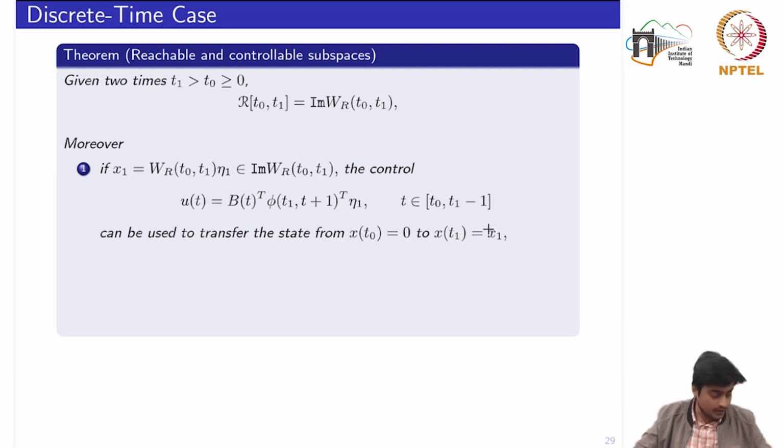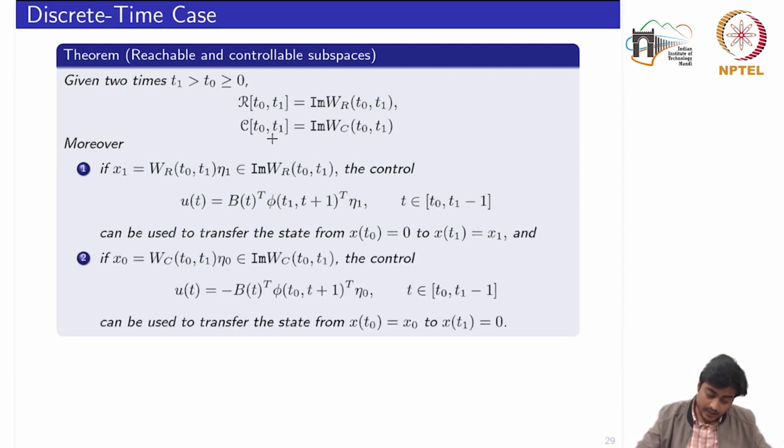x1. In a similar way, we gave the result that the controllable subspace is equal to the image of the controllability Gramian. Moreover, if x0 belongs to this space, this specific control for some eta naught can be used to transfer the state from x0 to the origin.